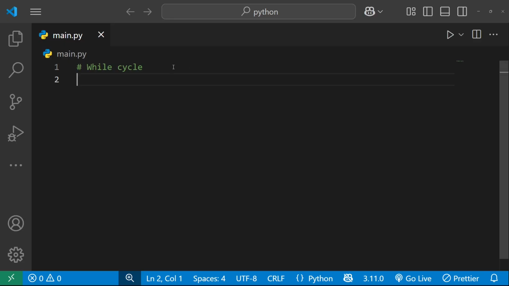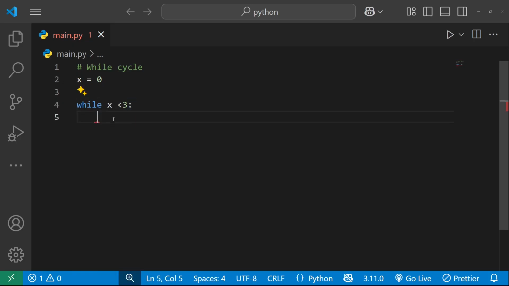So now, while cycle, what is going on? At first, usually you have some variable. Usually in connection with the while cycle, we call it a control variable, okay? And now I will write the while cycle. So we have a keyword, while. After the while, there is a condition. So I will write something like this, for example. Now there is a colon, like after if, for cycle, and so on.